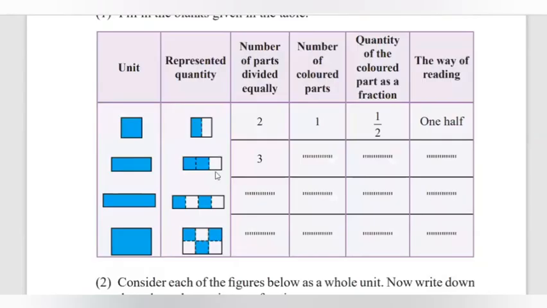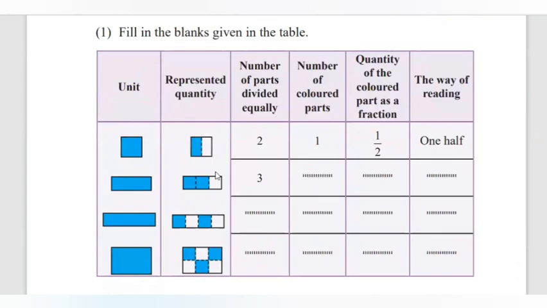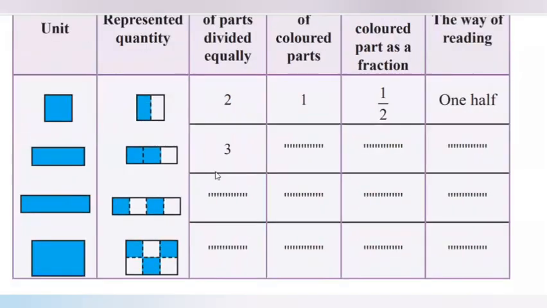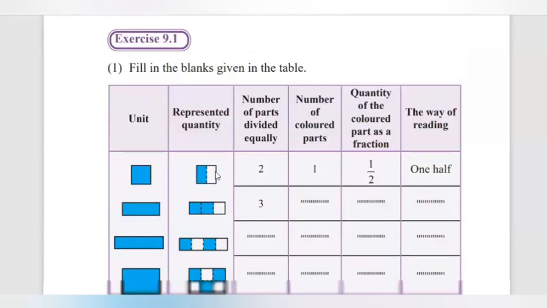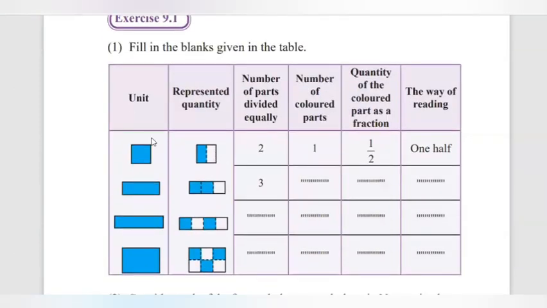Okay. Now here, you can identify that in your textbook, in exercise 9.1, they have given the unit, 1 unit. Then the represented quantity, that means it is shown that it is divided into 2 equal parts, then one part is colored or shaded. Then how do we express this quantity as a fraction of the whole? This is 1 out of 2. Or we can read this as 1/2.